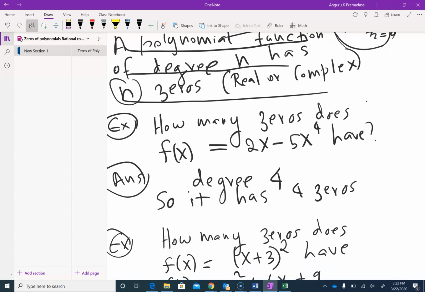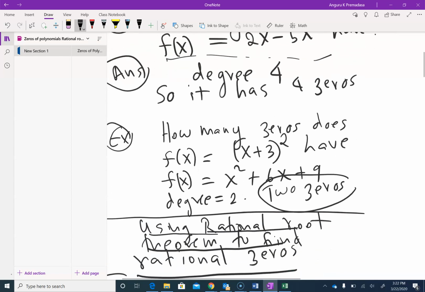So how many zeros does this function have? Don't be deceived by the x to the 1 here, because the highest power, the degree, is actually 4, so it will have 4 roots. But on the other hand, if you take something like this, and expand it out, you'll get a quadratic, x squared plus 6x plus 9, which means the degree is 2, so it will have two zeros.